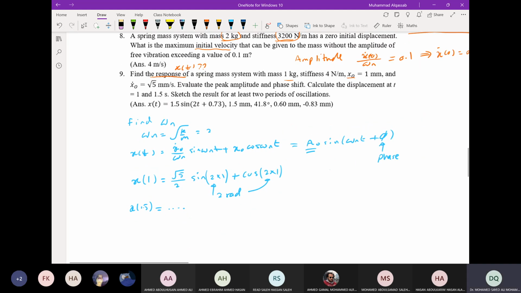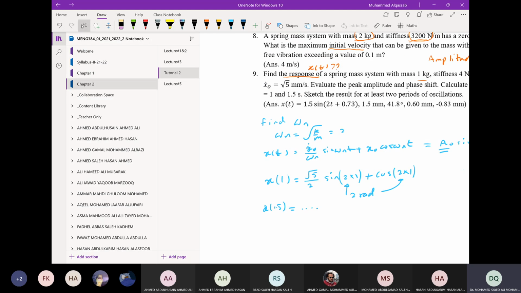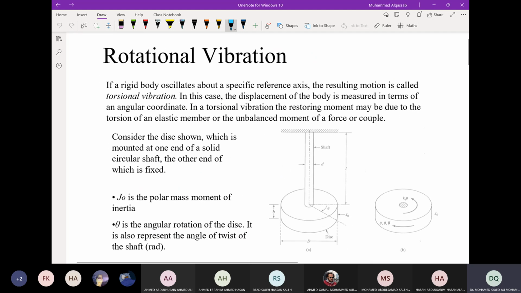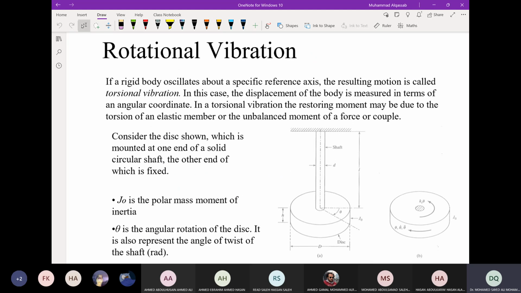Okay, so this is all of the questions in the tutorial. And we finished this part, which is the translational system. The second type of problems will be about rotational vibration that can occur in shafts, or where you have a torsional spring.